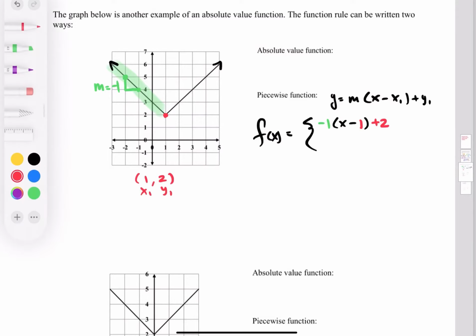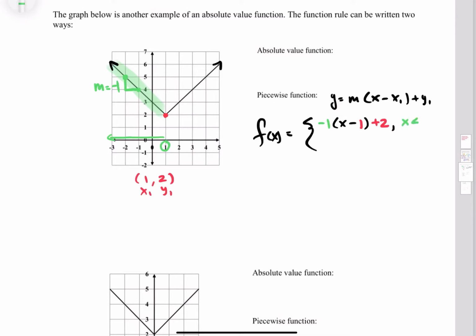Then we need to write in the interval. Where is that piece located in terms of x? The piece goes from negative infinity, because it goes on forever to the left, to 1. So it's from that shared point, going forever towards the left. That means it's everything to the left of 1, which means x is less than or equal to 1. Left means less: L for left, L for less.